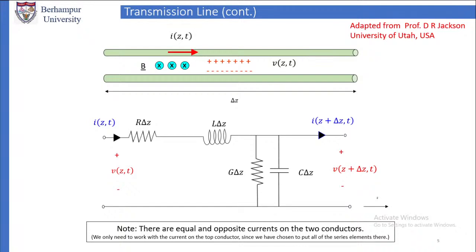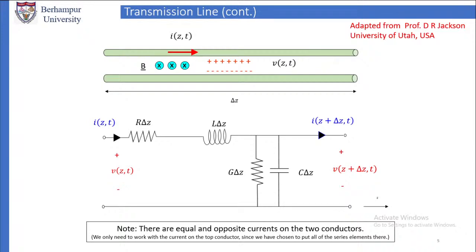Now at the left end current enters, it is I(Z,T). At the right end current leaves the section delta Z. If the left end is Z, the right end, with the section length of the transmission line being delta Z, will be Z plus delta Z. So it is I(Z plus delta Z, T). Left hand is I(Z,T), right hand is I(Z plus delta Z, T). So entering current is I(Z,T), current leaving this section is I(Z plus delta Z, T).